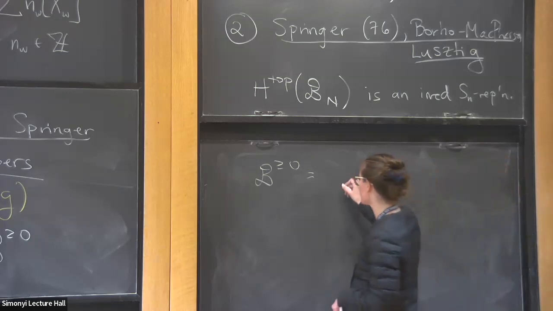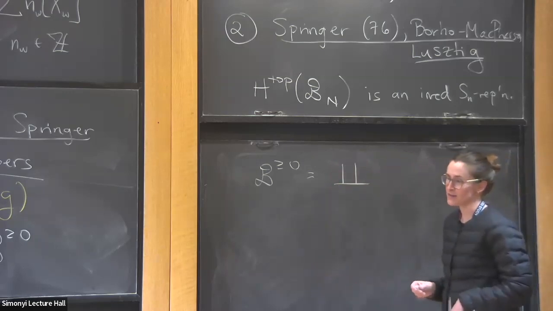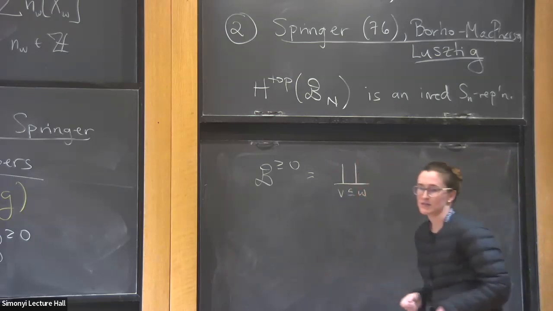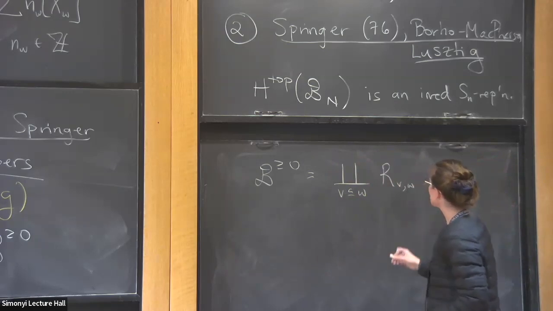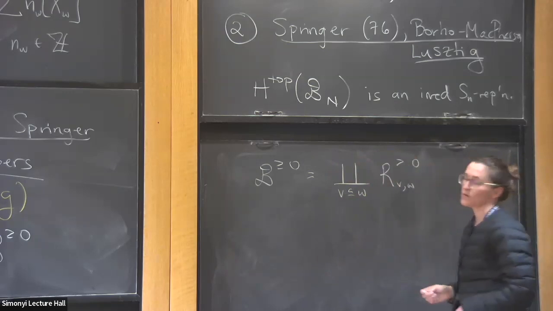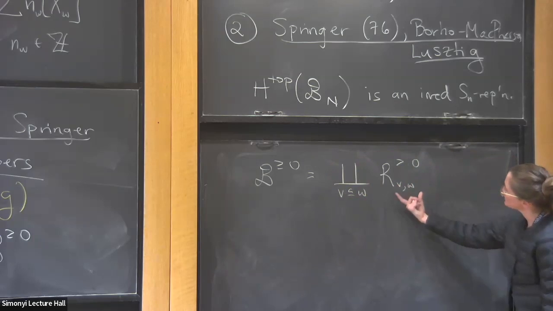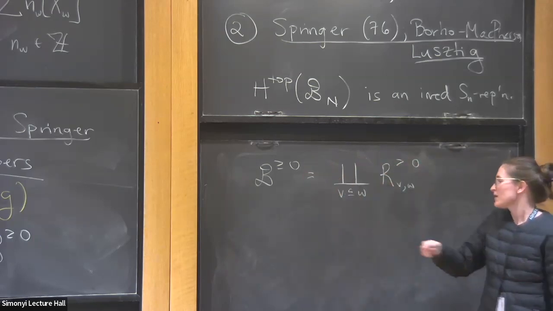So there's a natural decomposition of this totally positive flag variety that's indexed over v less than or equal to w of these open Richardson varieties, but I'm going to look at their totally positive parts. So here, this is the open Richardson variety that was in Melissa's talk, but now I'm intersecting it with my totally positive flag variety.